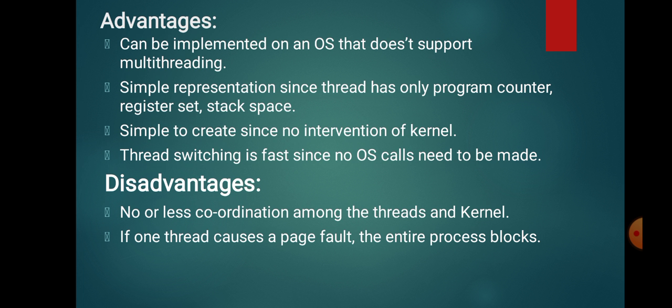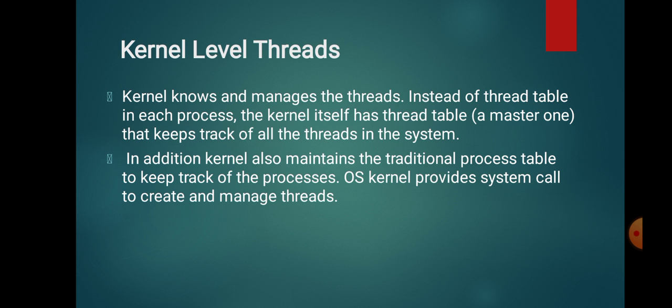The disadvantage is that there is little or no communication between the threads and the kernel, because the kernel doesn't know anything about the threads. If one thread causes a page fault, the entire process is going to block. We are going to study page faults in the third unit. Clear? These are the two types of threads.